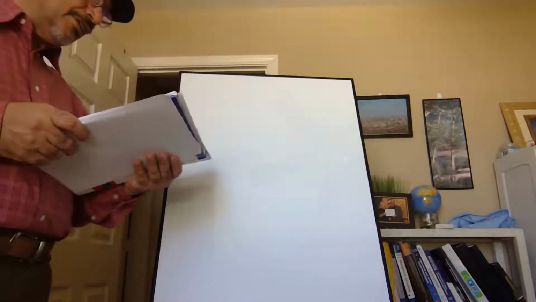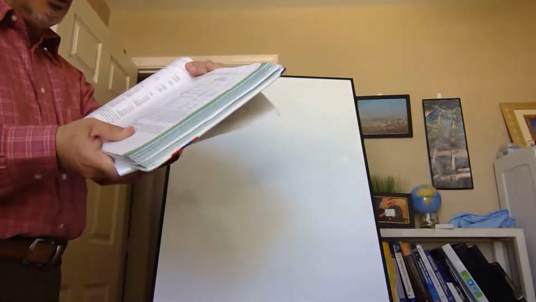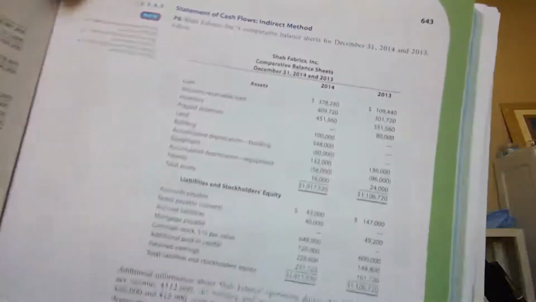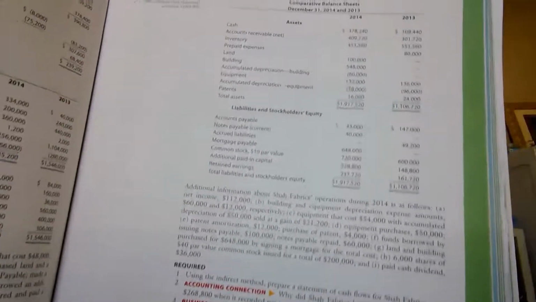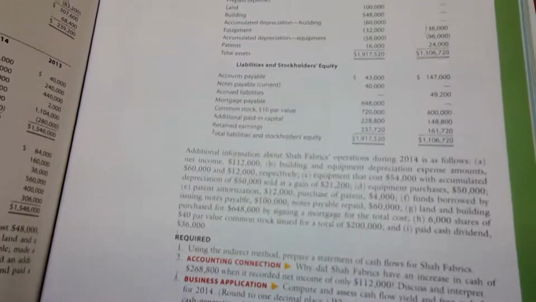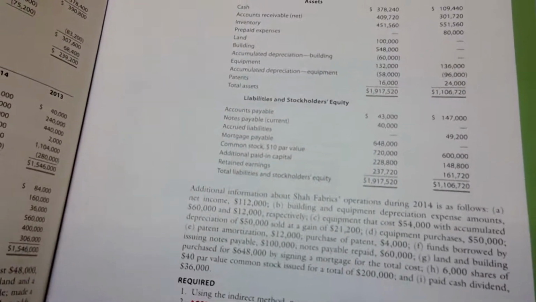So this comprehensive problem says Shah Fabrics Incorporated comparative balance sheet for December 31st, 2014 and 2013 as follows. Okay, they are giving it as follows. As you can see, let me put it closer to you. Maybe you can see it. Okay, and here are some additional data in the bottom. You see it?